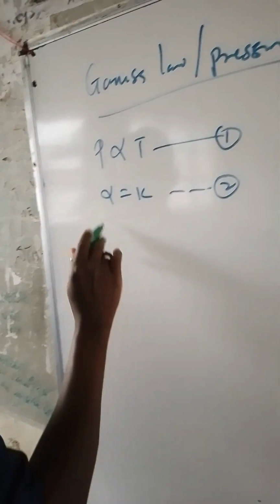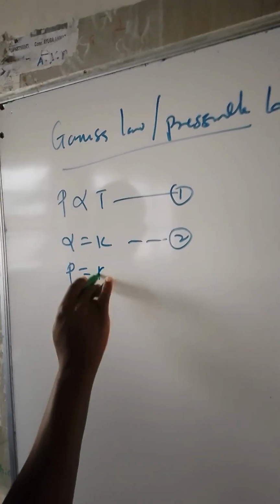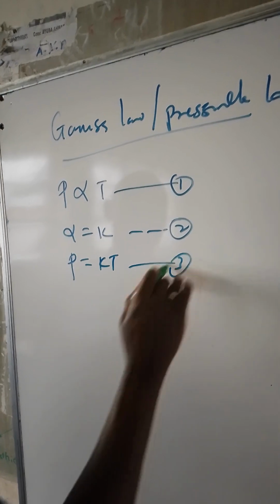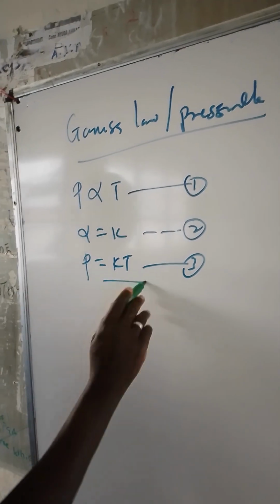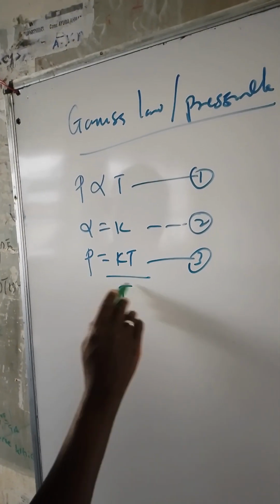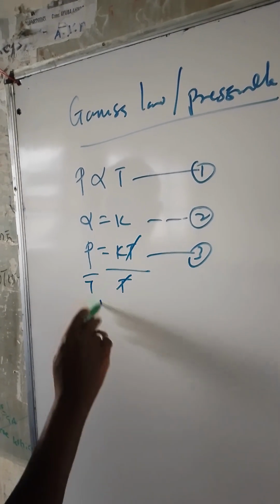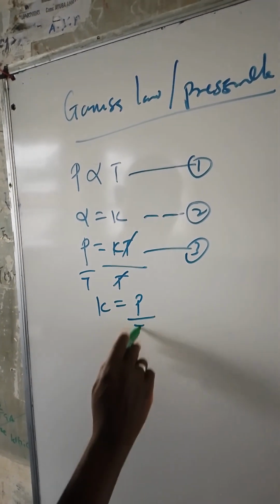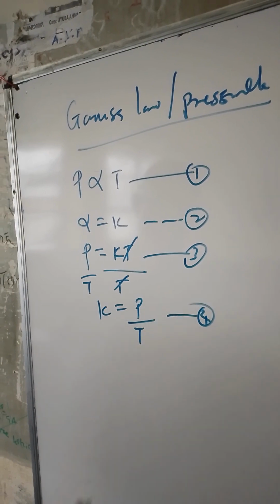We substitute 2 in 1, we have what? P is equal to KT, equation 3. Then you make K the subject of the formula: divide both sides by what? T. T cancels T. We have K is equal to P over T. We call it equation 4.